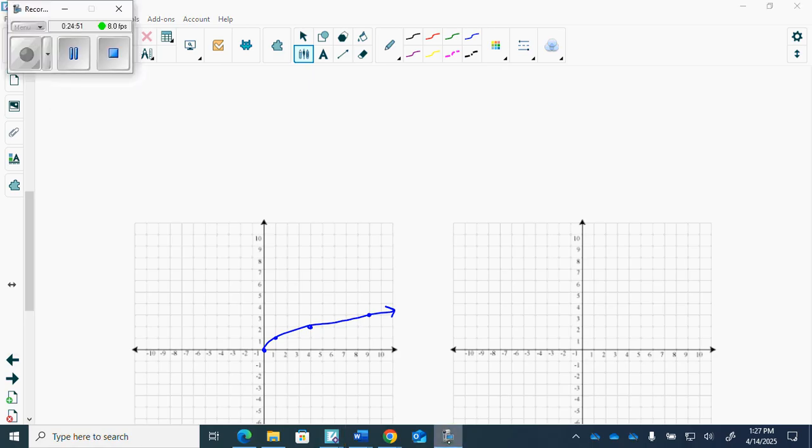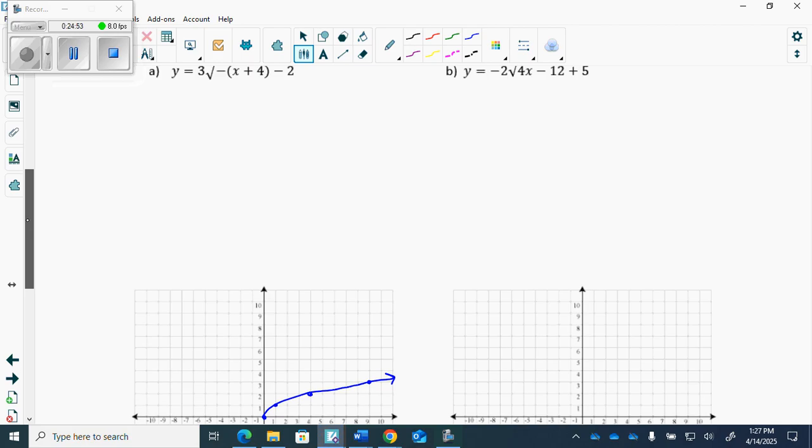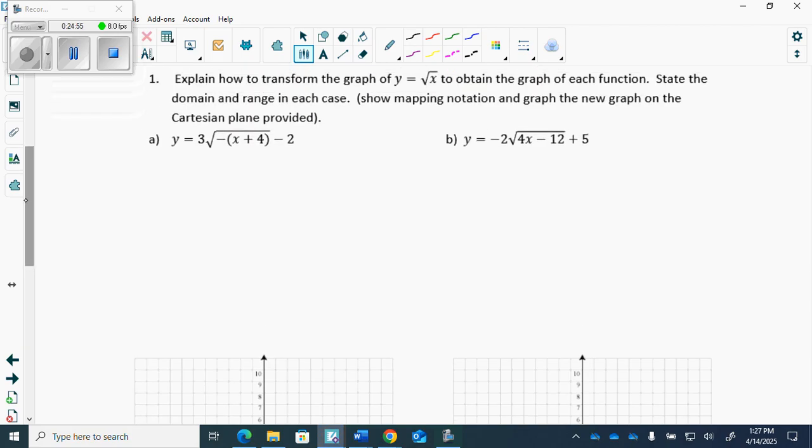Yeah. Okay. So we have to give the transformations. Yeah, that's good. Do they have room? Do you know? If they don't, find a spot.